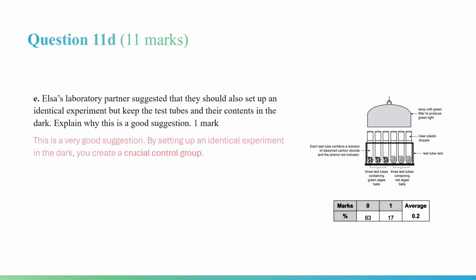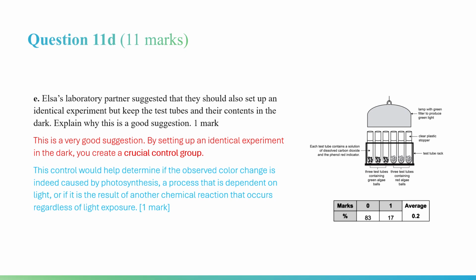This is a very good suggestion. By setting up an identical experiment in the dark, you create a crucial control group. This control would help determine if the observed color change is indeed caused by photosynthesis, a process that is dependent on light, or if it is the result of another chemical reaction that occurs regardless of light exposure.